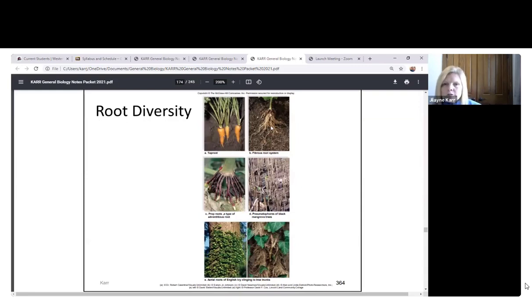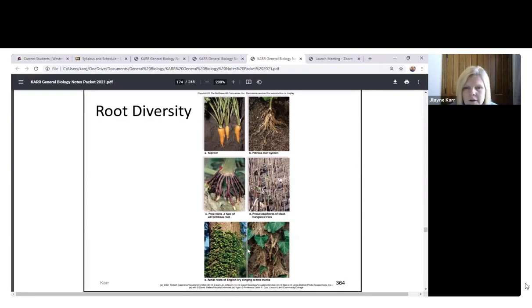But fibrous root systems we find are in grasses and corn. So they are a little more shallow, but they're really good at spreading out with these thin little roots. It's good in drier areas because they have access to water closer to the surface, and they're good at preventing erosion.